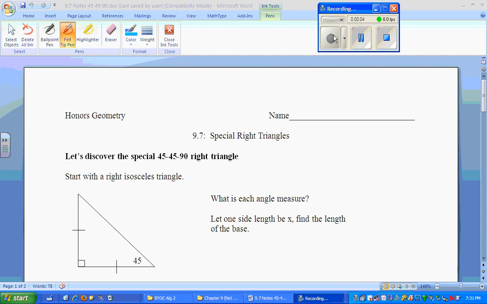All right. This is 9.7 special right triangles, but this time we're going to be discovering the 45, 45, 90. So this is the other half of that lesson.